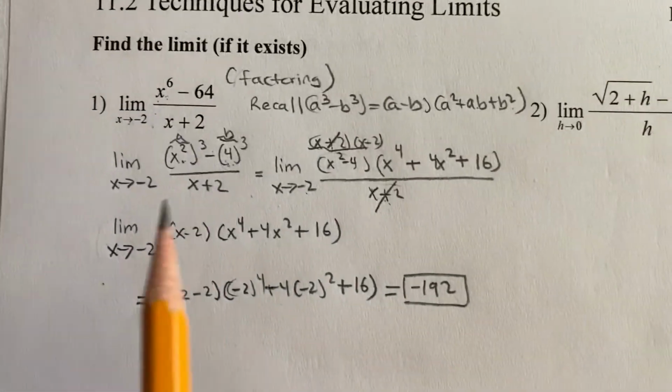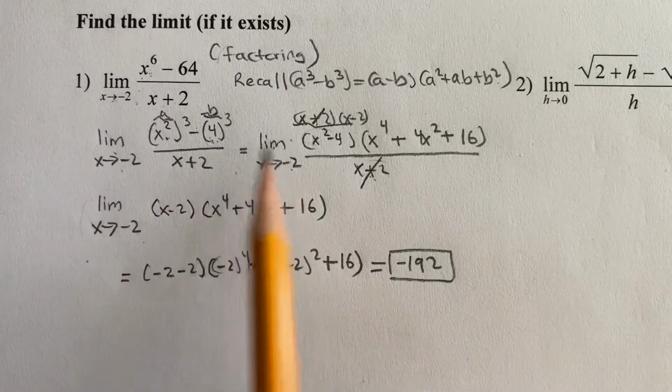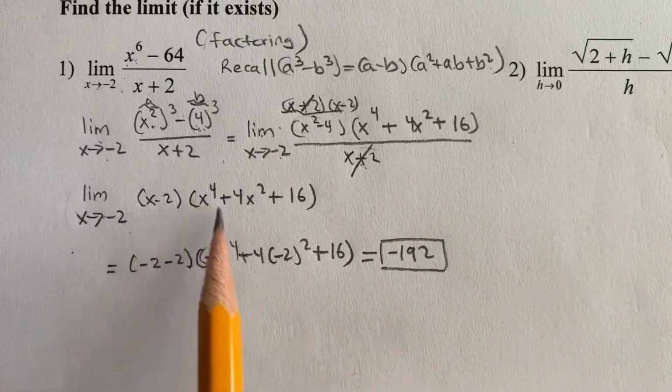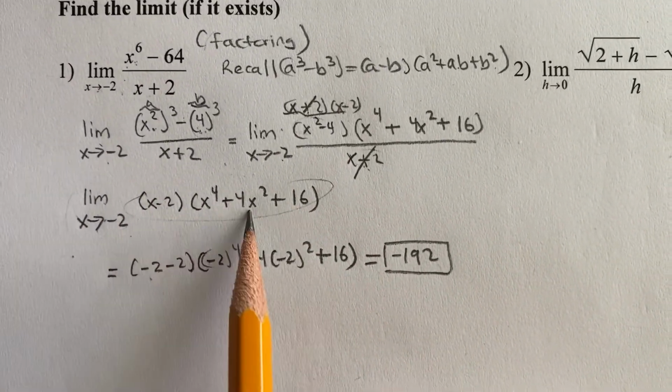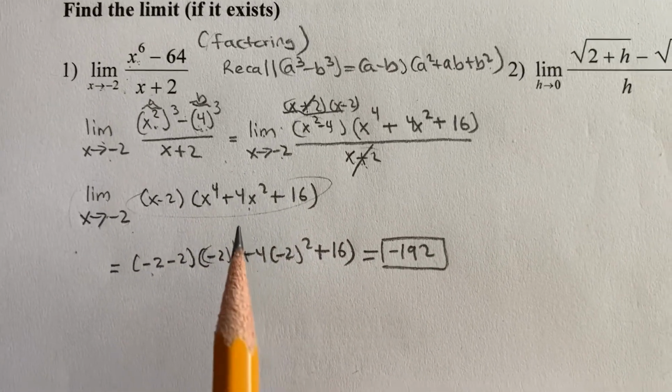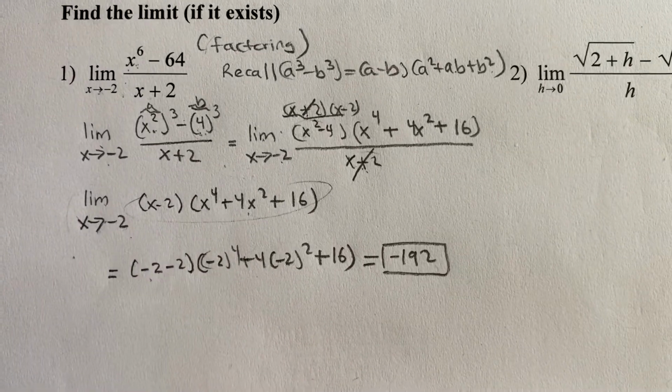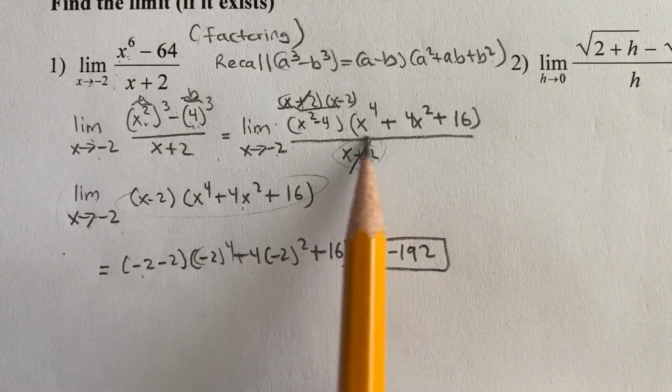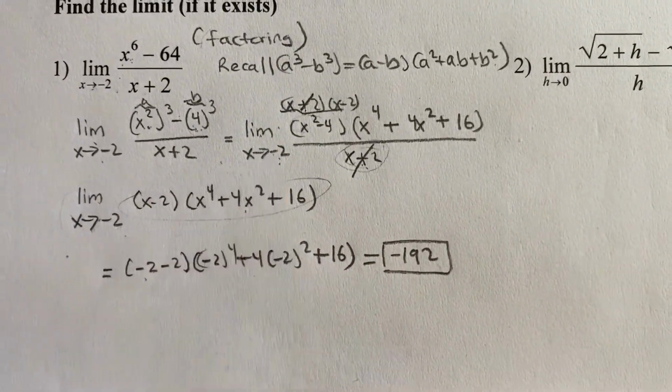Okay, so notice how I wrote the limit as x approaches -2 every single time, every single line, until this last step when I plugged in the value. And that's really when you know you can stop and you can use direct substitution: when you no longer have a 0 in the denominator when you plug in this value.